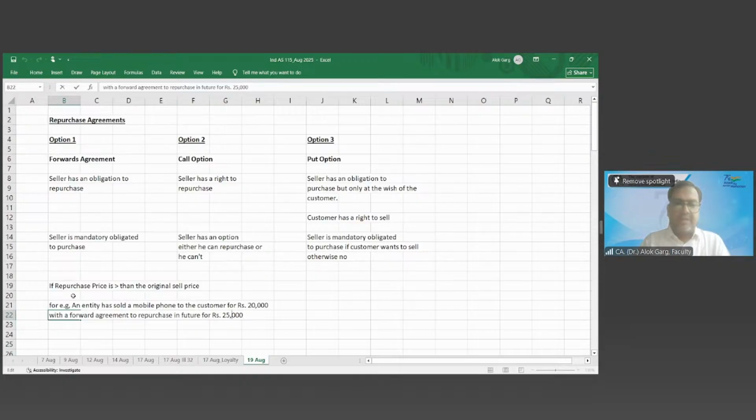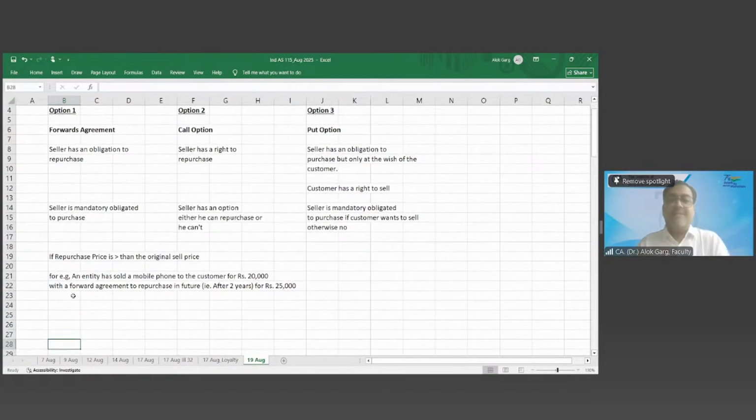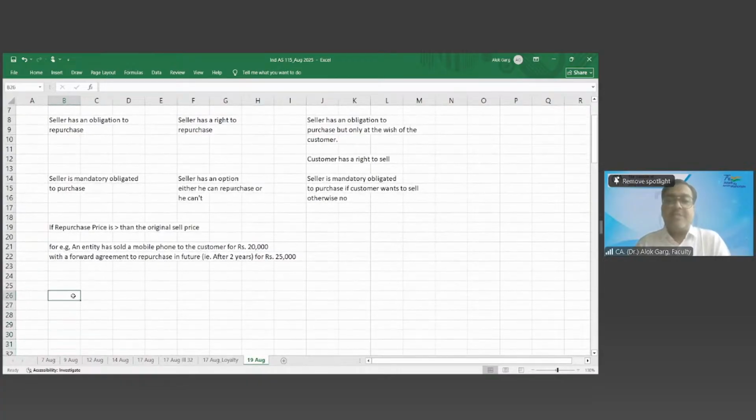Repurchase in future, that is after 2 years for rupees 25,000. Friends, in this case, your repurchase price is how much? Repurchase price is 25,000. And what is my original selling price? 20,000. 20,000 is my original selling price.